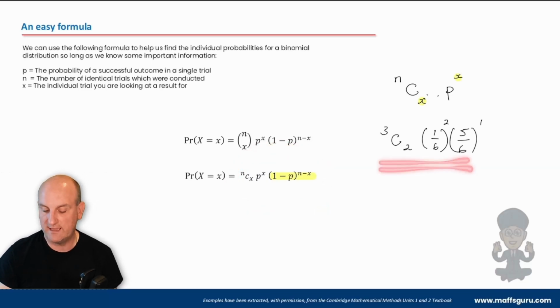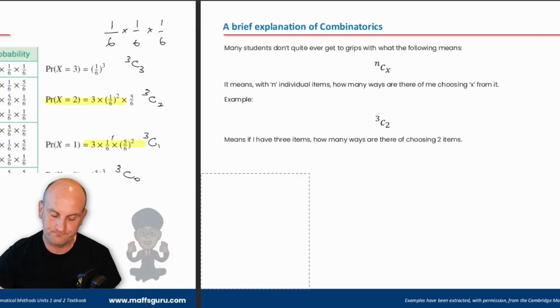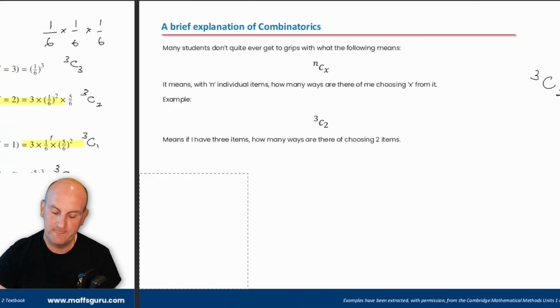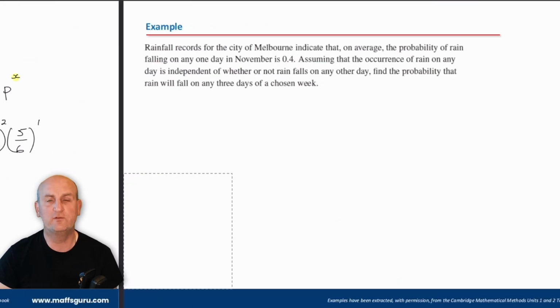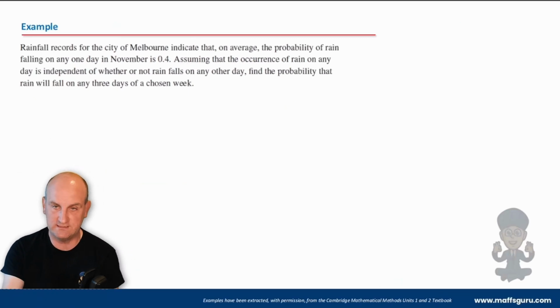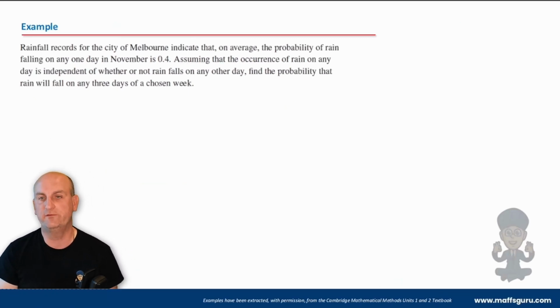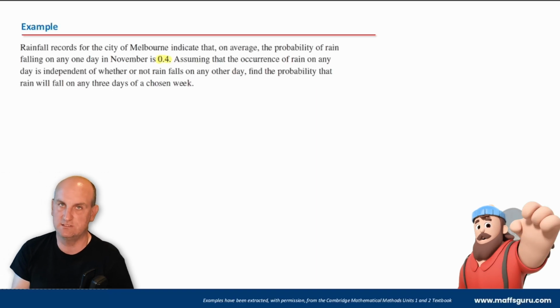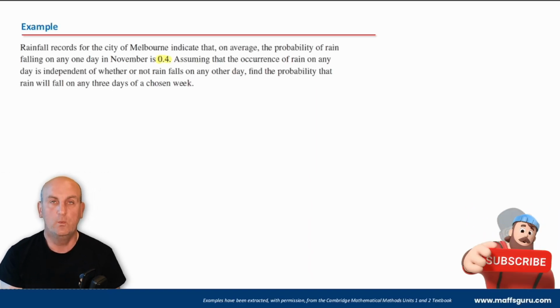And yes, I can go back in a minute. Well, let's just go back now. And let's look, and again, that's where that came from. 3, that was 3C2, 2 successes, and 1 failure. Now again, this becomes hugely important in questions like here, for example: rainfall records on the city of Melbourne indicate that, on average, the probability of rain falling in any one day is 0.4. Now, decoding these questions is what tends to throw students left, right, and center.